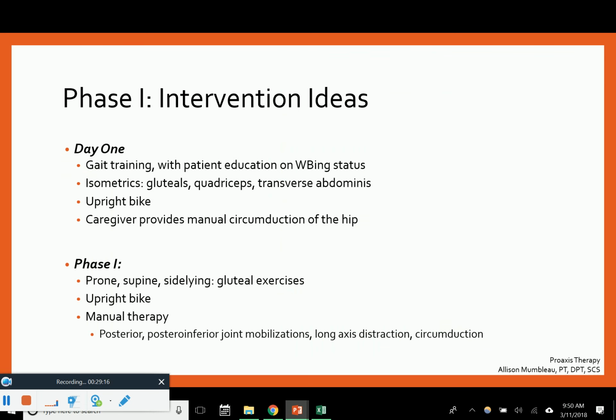Phase 1 intervention ideas. You're going to try day 1, gait training, isometrics, upright bicycles, fine, as long as there's no resistance. And you're going to instruct their caregiver on how to perform manual circumduction of the hip. Also in phase 1, you're going to try to do prone, supine, and sideline glute exercises, the upright bike, and manual therapy. This is where you're going to do your joint mobilizations.